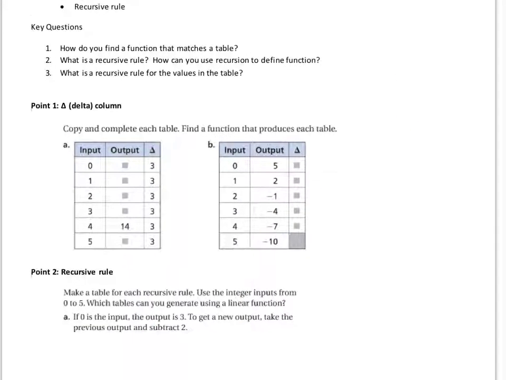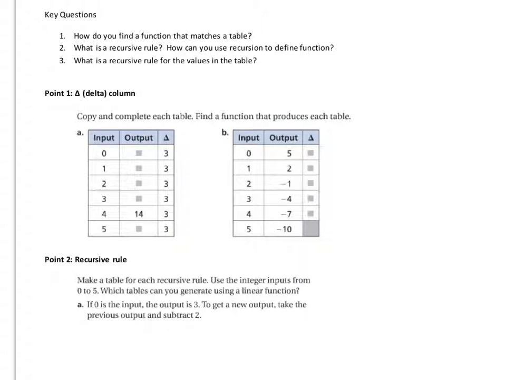So point one is the delta column. Many of you are really good at it. So for example, it says copy and complete each table. Find a function that produces each table. So the delta is 3. So that means in order to find this one, that's 3 more than that, because this plus that is that. So that should be 17. In order to find the previous one from here, this plus 3 is 14. Therefore, this is 11.